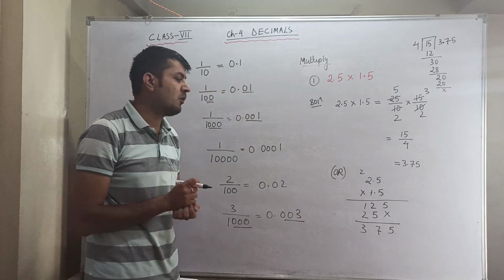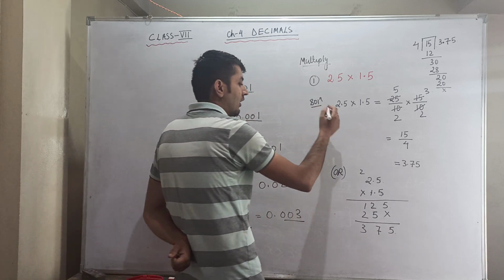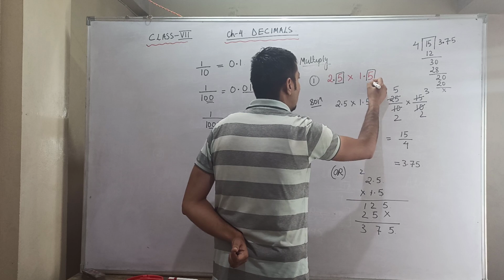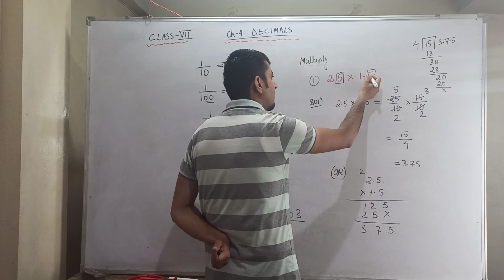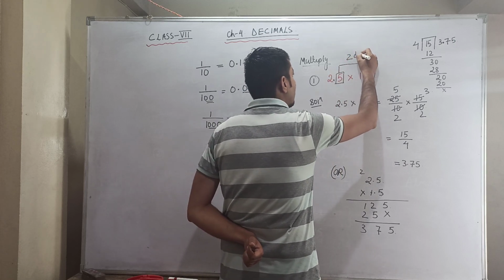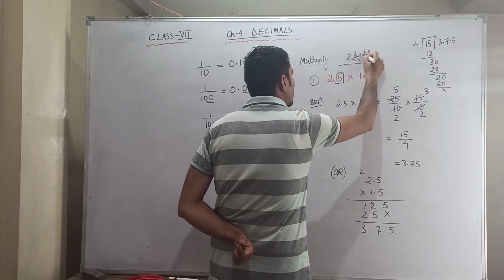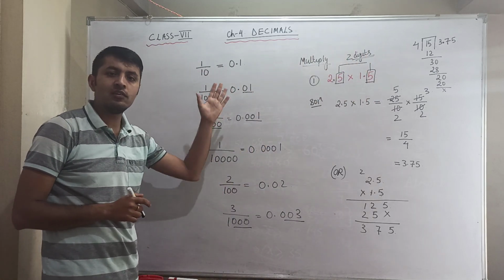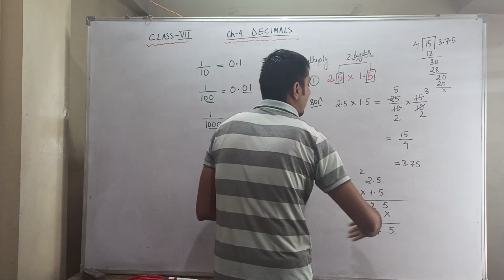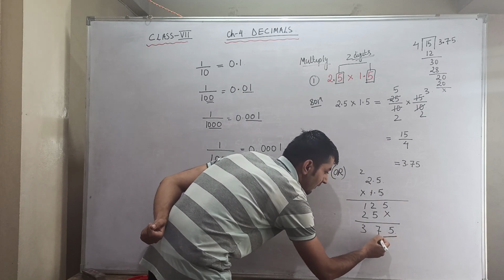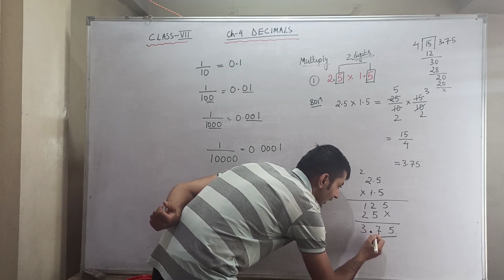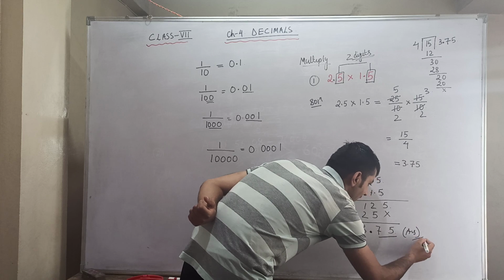Now you see how to identify your point. Look here: after the point 1 digit, and after the point 1 digit. 1 plus 1, how many digits are there? 2 digits. So you need 2 digits in the answer. You come from the right hand side and select 2 digits. So 75 is the 2 digits, and you put your point here. So this will be the required answer.